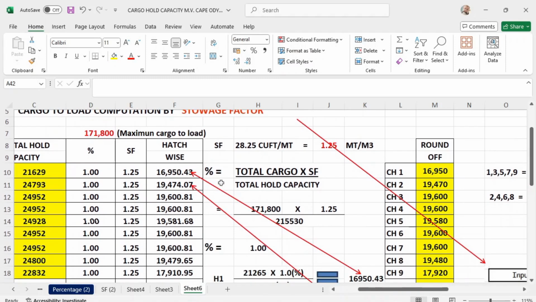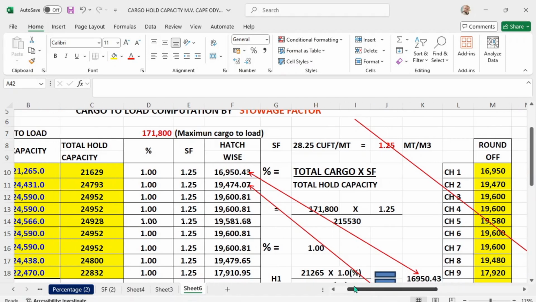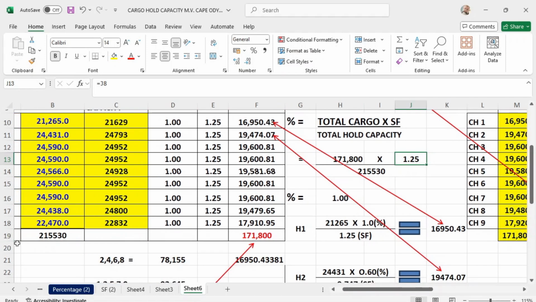To get the percentage, the formula is total cargo times the stowage factor over total hold capacity. So the total cargo is 171,800, which is this one, multiplied by the stowage factor of 1.25 metric tons per cubic meter, over your total hold capacity of 215,530, which is this one, and the value of percentage will be 1%.